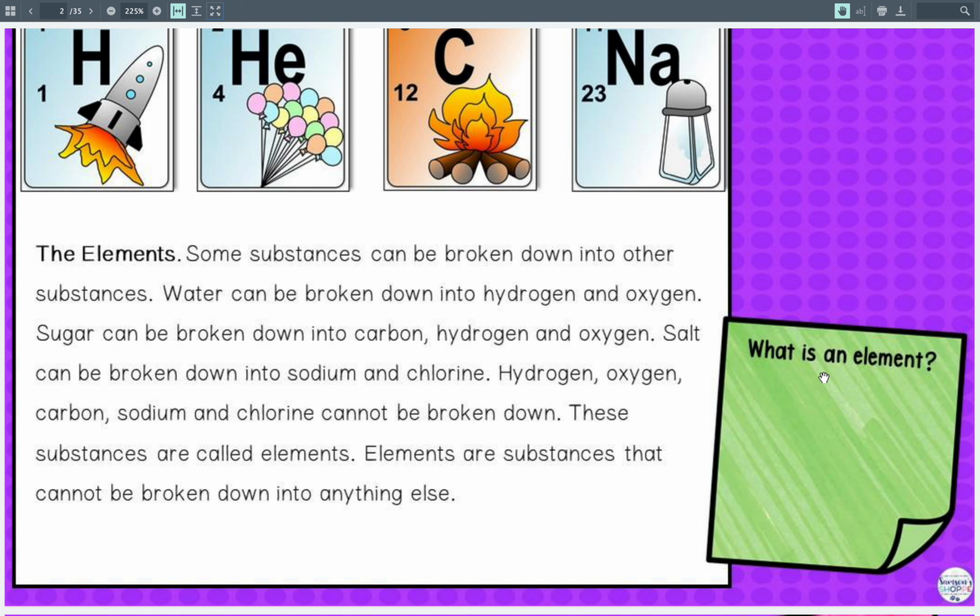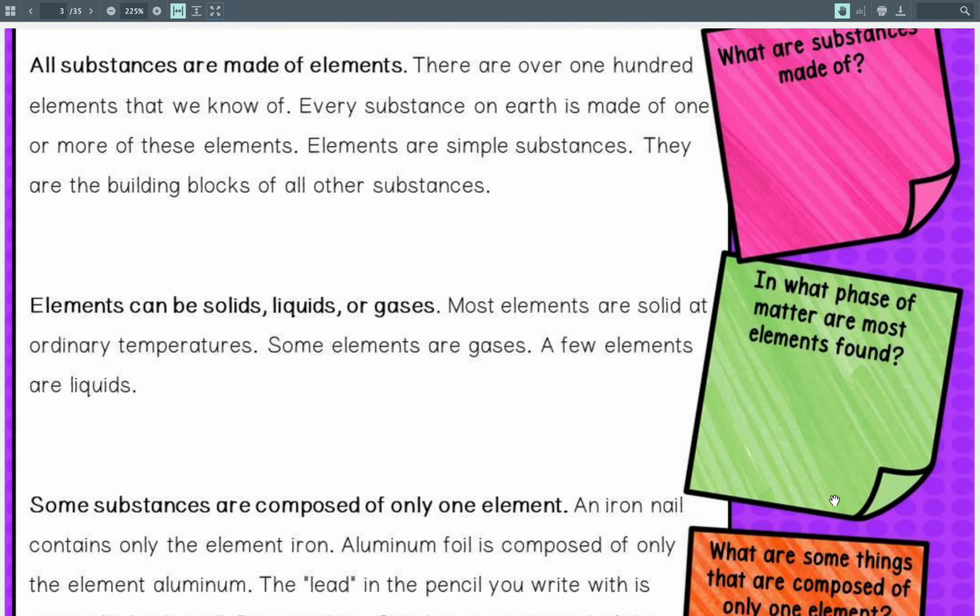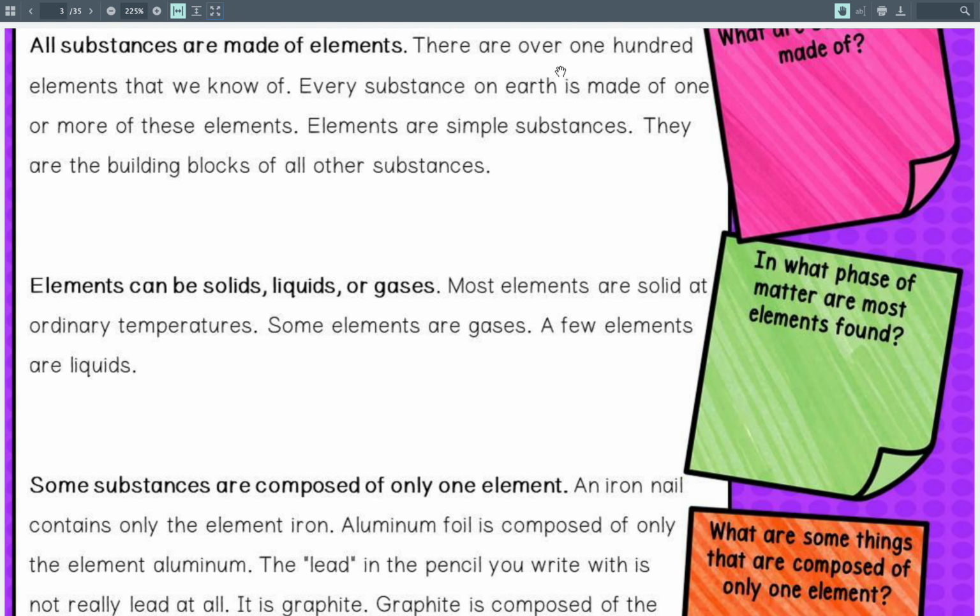Okay, so the question here is, what is an element? You're just going to pull that out of that paragraph, write the answer down, and then move on. You'll notice on this page, there are 3 paragraphs, and I've got 3 sticky notes. Some of these paragraphs are shorter than others, and so you may not have as much, if any, annotation. Again, remember, the purpose of the annotation is just so that I know that you're reading and that you're thinking about what you're reading.